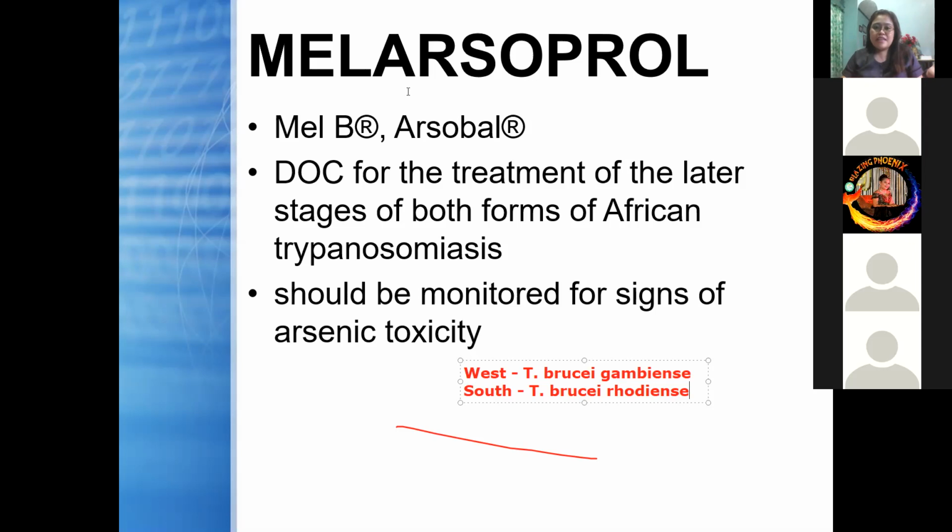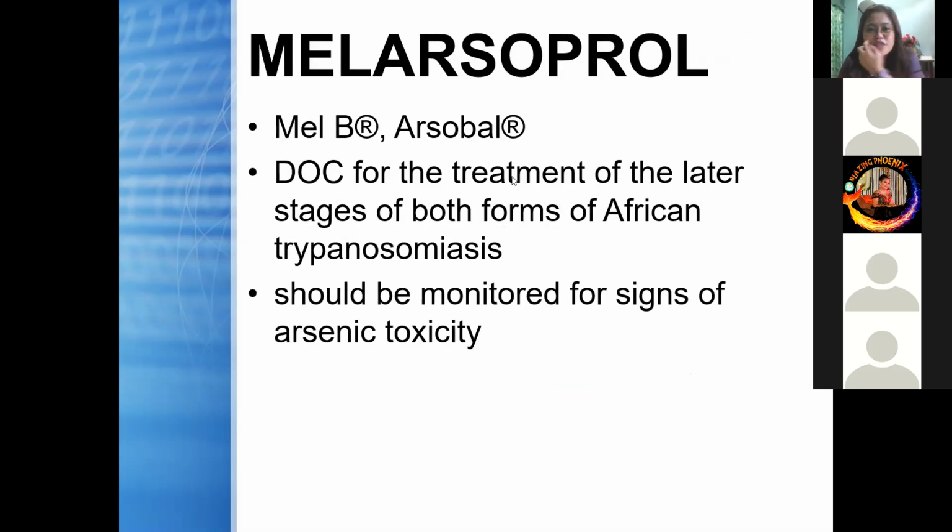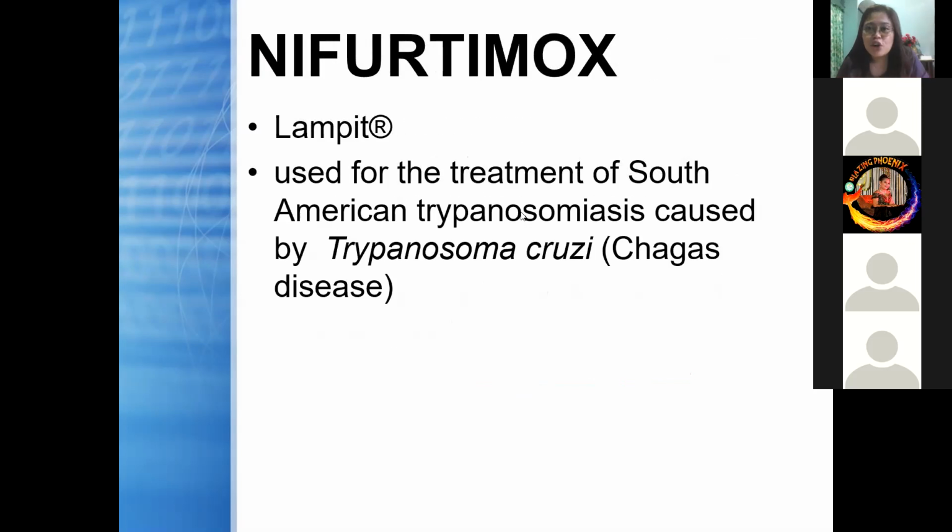And from the name itself, melarsoprol, you should know that its structure contains arsenic. So even if it is the drug of choice for African trypanosomiasis, the patient must be monitored for signs of arsenic toxicity. Remember, arsenic is a heavy metal. It's a cumulative poison, and it is the poison used by professional killers. When they poison someone, arsenic is what they use. Melarsoprol, drug of choice for African. Drug of choice for South American, nifurtimox.